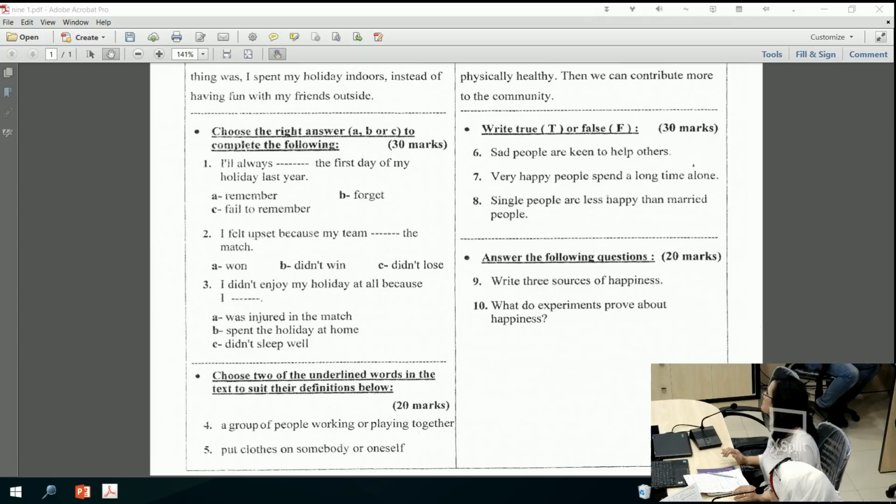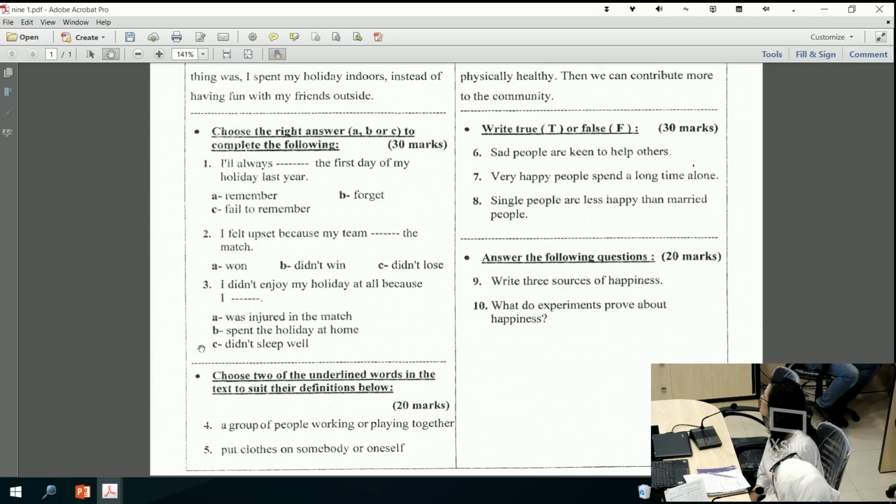No, he didn't play the match, and he spent the holiday at home. It means indoors. This is what we meant. So then we move to the following question. Miss Huda, read the rubric, please.